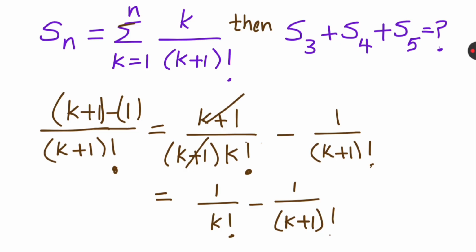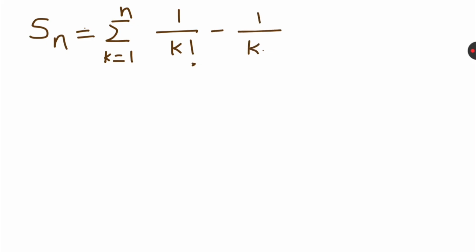Let's write the first few terms and cancel the intermediate terms. So we are going to be left with only the first and last term. Then we can find S3, S4, S5 values. So now it is going to be easy to solve. Now we have to take the summation k equal to 1 to n. That is our Sn. So after simplifying the given expression, we got Sn as the sum of 1 over k factorial minus 1 over (k plus 1) factorial.